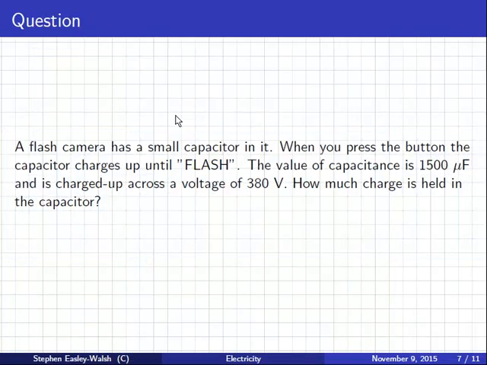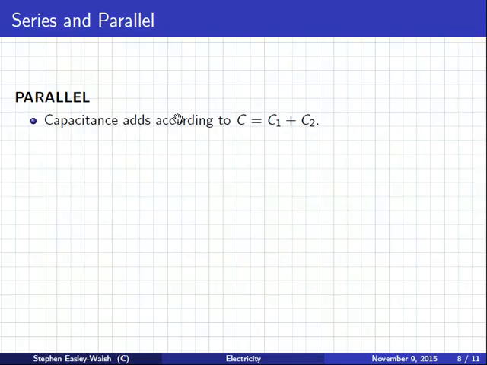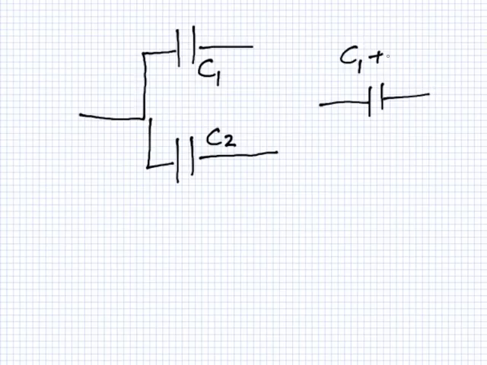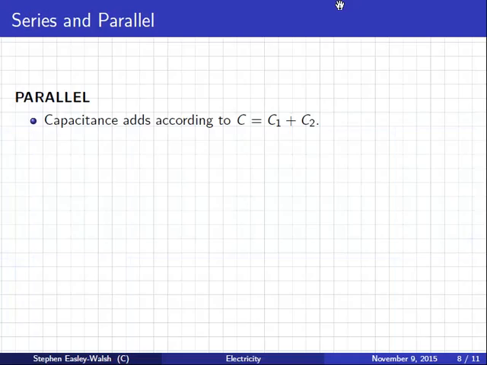Now what happens when you combine capacitors? For example, if they're in parallel. So for example, you have one capacitor here and one capacitor here, and this is C1 and this is C2. And what's the total capacitance? In fact, this is like having one capacitor of capacitance C1 plus C2. So that's like the first rule, if you want to write this down.